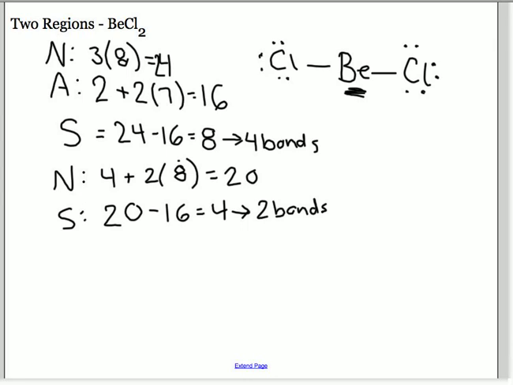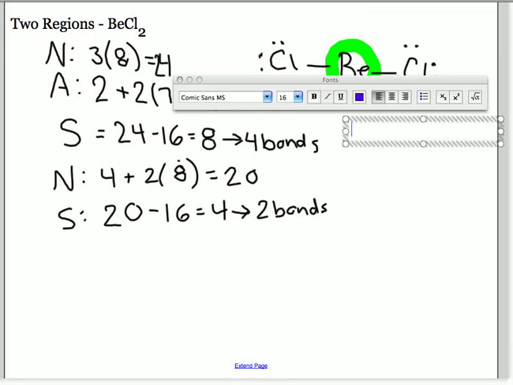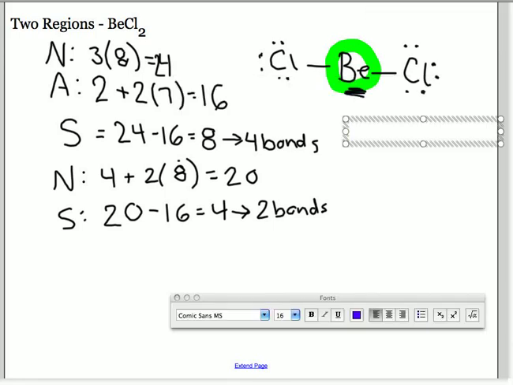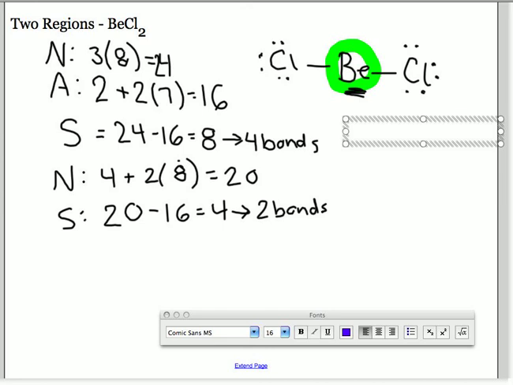This is the classic example of a 2-region one. What you do is look at your central atom. What we care about is anything having to do with beryllium. We count how many bonds there are and how many lone pairs there are just on beryllium. We have 2 bonds, so I'm going to say 2 bonding areas. And there are no dots on it, so we have 0 non-bonding areas.